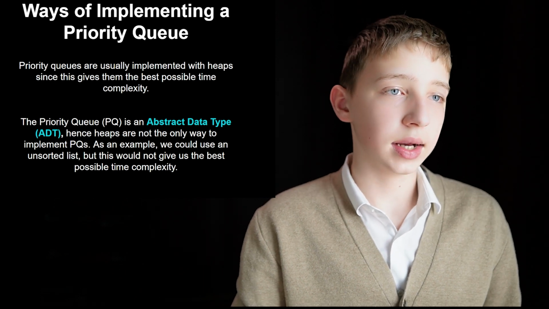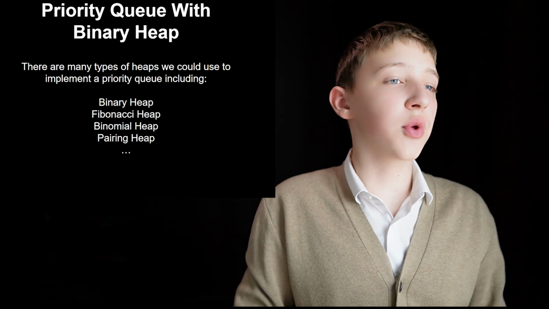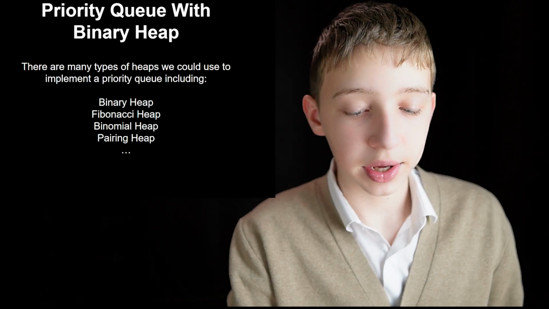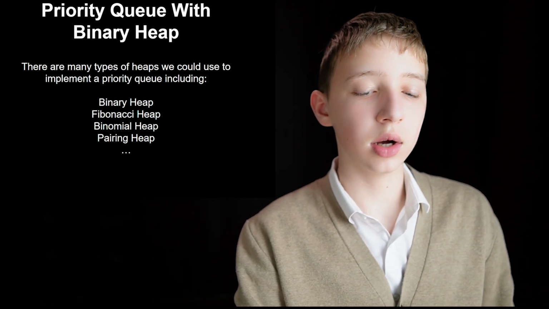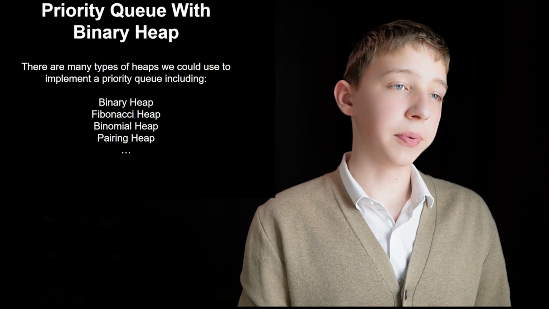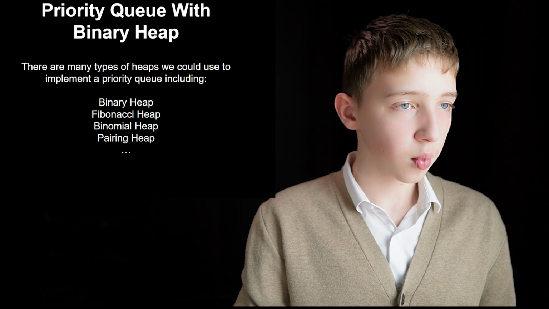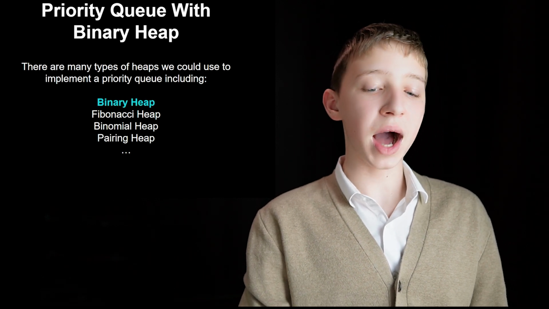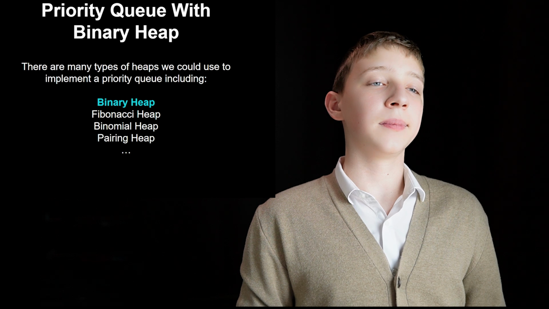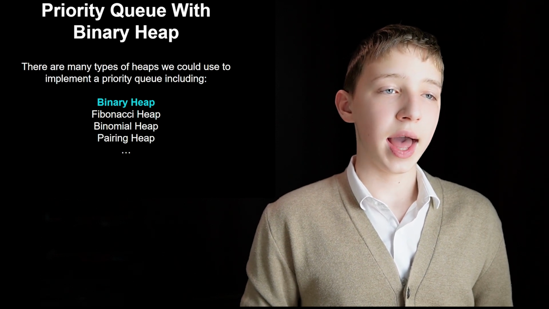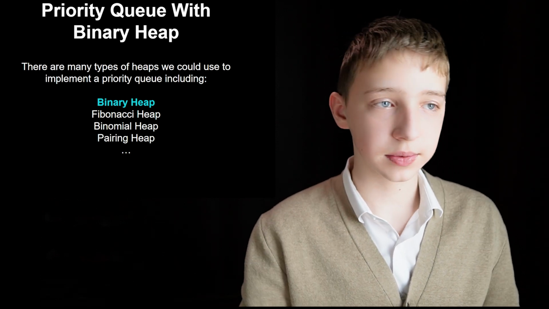So now we want to use heaps here, but which type of heap? There are many types of heaps we could use to implement a priority queue, for example binary heap, Fibonacci heap, binomial heap, pairing heap, and so on. Here we want to use a binary heap. So let's have a look at how a binary heap actually works.